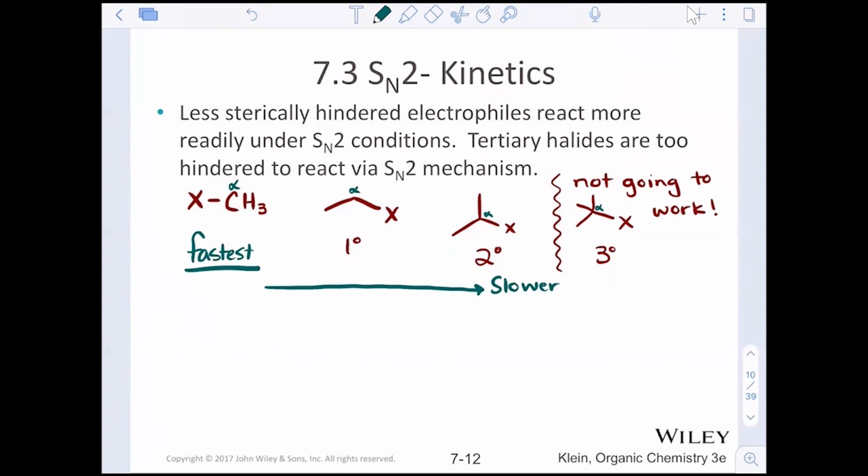Methyl alkyl halides are the fastest under SN2 conditions. Primaries are in the middle. Secondaries are slow. They don't like to do it, but they will. Tertiaries don't even try to do that backside attack. It's not going to happen.